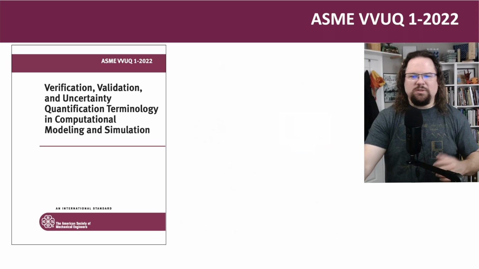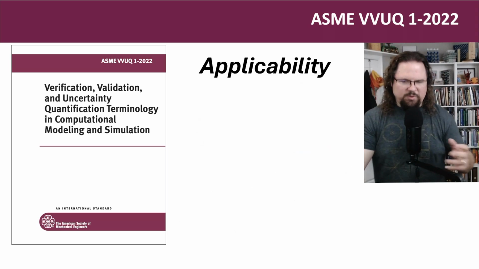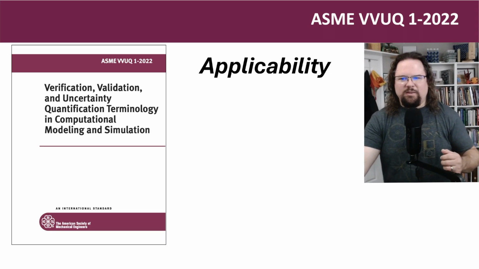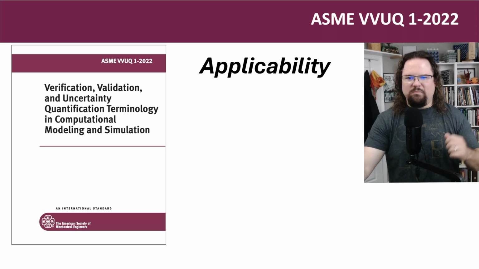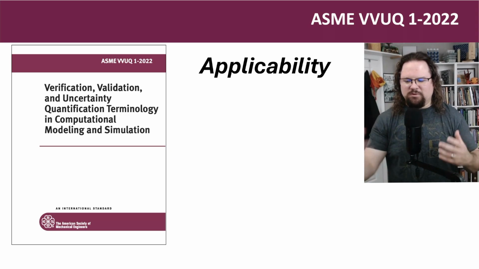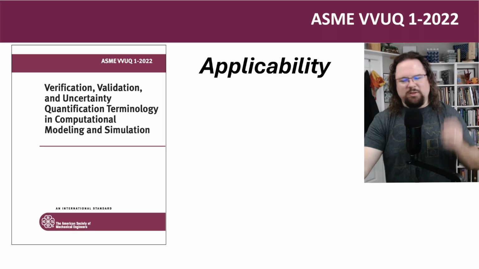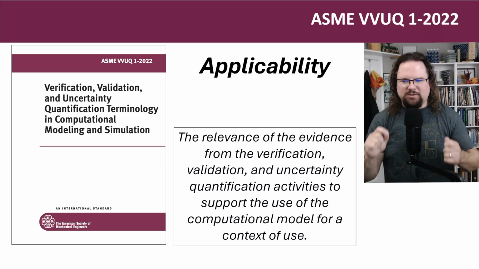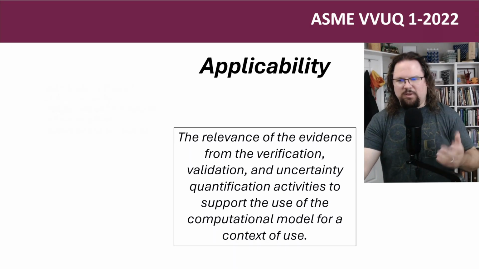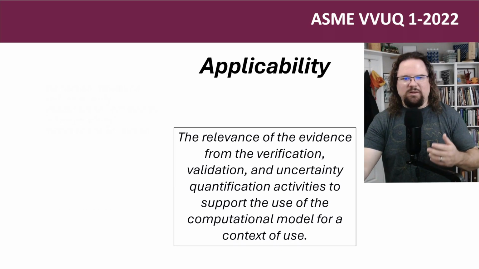Finally, we can go to the last section, the credibility assessment section, and we can begin with this word, applicability. And I'm going to say it's a newer concept. In nuclear, we have a very similar term called scaling. Applicability is such a better word. The relevance of the evidence from the verification, validation, and uncertainty quantification activities to support the use of a computational model for a context of use. Okay, that says a lot. What does that really mean?